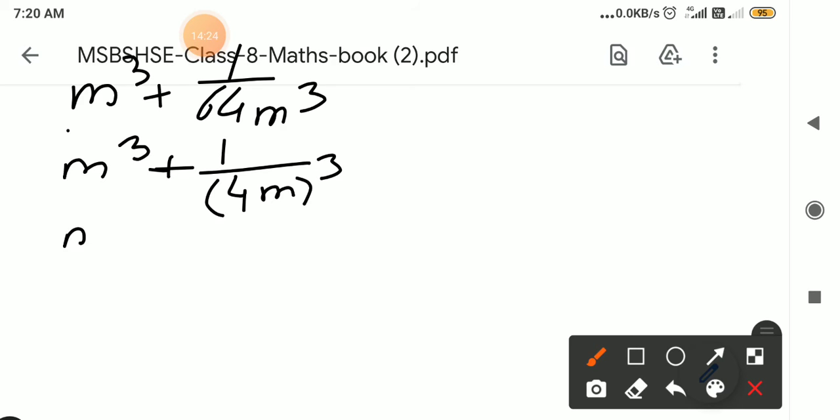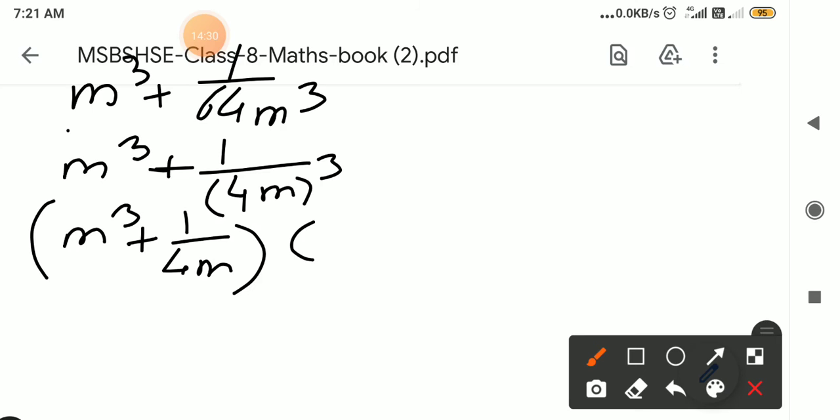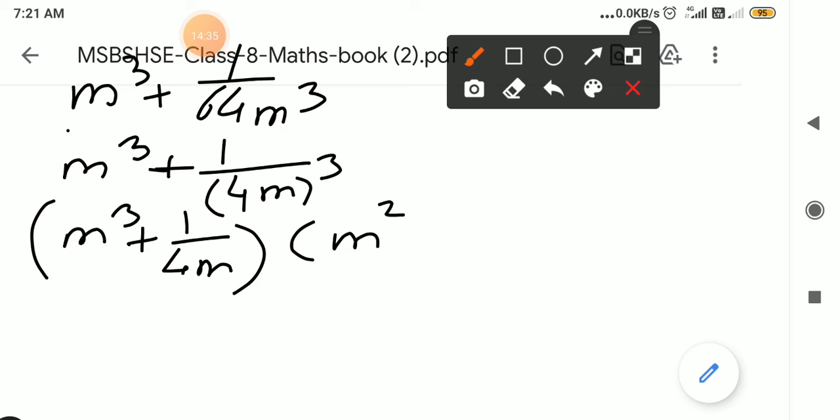According to the formula, first the addition of the first and second terms. Then the first term square, m square, minus both terms' multiplication, m into 1 upon 4m. Easy it is. Only apply the formula. As I have shown you at first, a cube plus b cube is equal to (a plus b), and in the second bracket a square minus ab plus b square.